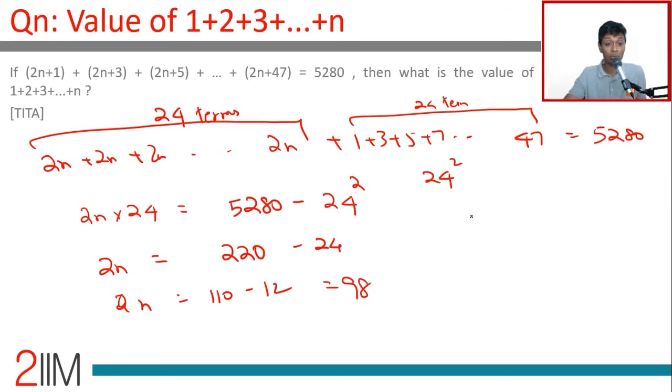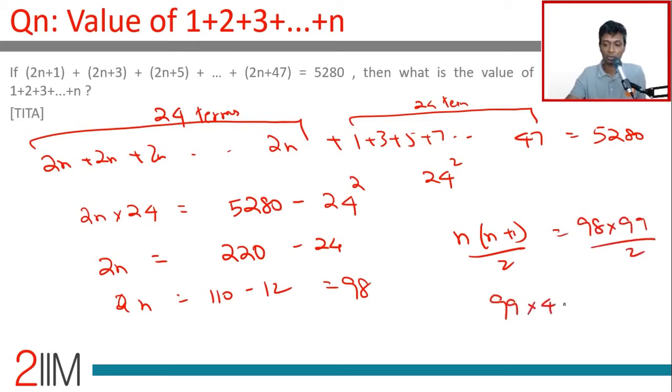1 plus 2 plus 3 plus 4 till n is n into n plus 1 by 2. 98 into 99 by 2. 99 into 49, whatever that turns out to be. 9 9s are 81, 1 8, 9 4s are 36 plus 8. 441, 441, 1 5, 4851.